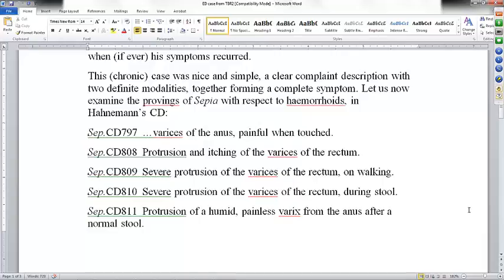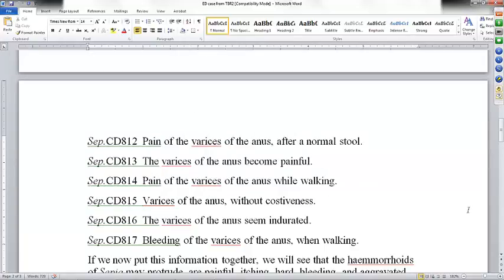Varices of the anus, painful when touched, protrusion and itching of the varices of the rectum, severe protrusion of the varices of the rectum on walking. These are all hemorrhoidal symptoms. Severe protrusion of the varices of the rectum during stool, protrusion of a humid, painless varix from the anus after a normal stool, pain of the varices of the anus after a normal stool, the varices of the anus become painful, pain of the varices on the anus while walking, varices of the anus without costiveness, the varices of the anus seem indurated, bleeding of the varices of the anus when walking.